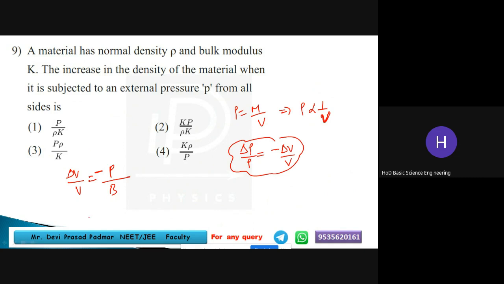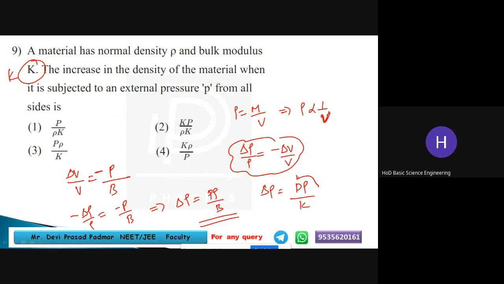So just substitute this value in this equation. So what do you get? Minus delta rho by rho, that is equal to minus P by B. Right? So from this you can rearrange for delta rho. What do you get? P rho divided by B. Here bulk modulus is taken as K. So which option you will get? Delta rho equal to P rho divided by K. P rho divided by K is option 3.